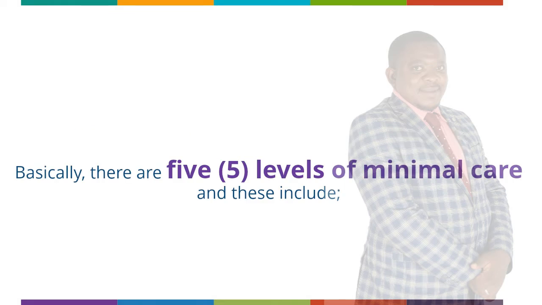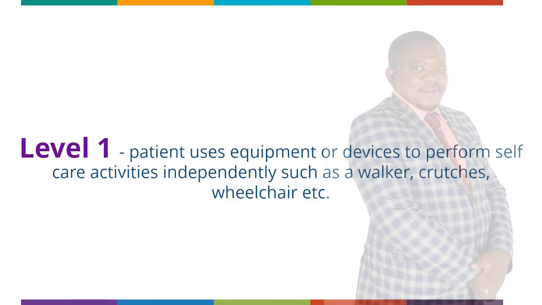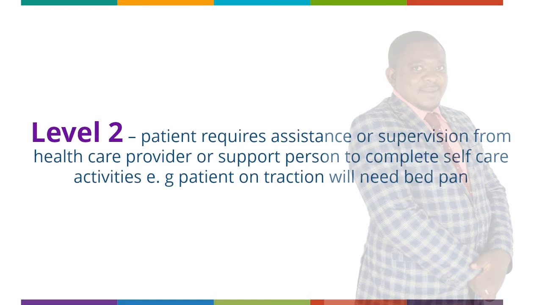Levels of minimal care. Basically, there are five levels of minimal care, and these include: Level 0, patient is independent in self-care activities. Level 1, patient uses equipment or devices to perform self-care activities independently, such as a walker, crutches, wheelchair, etc. Level 2, patient requires assistance or supervision from a healthcare provider or support person to complete self-care activities, e.g. a patient on traction will need a bedpan.